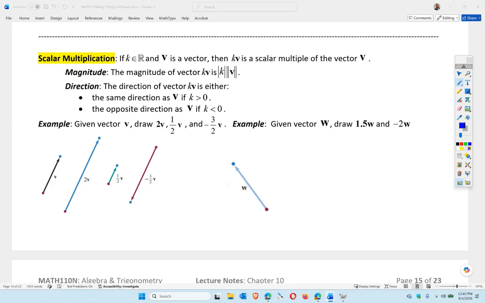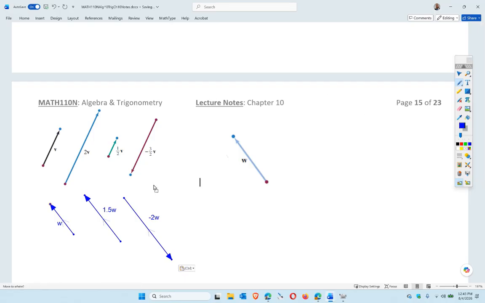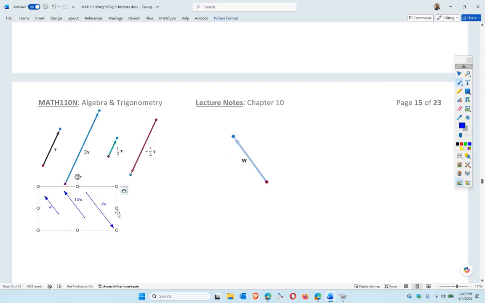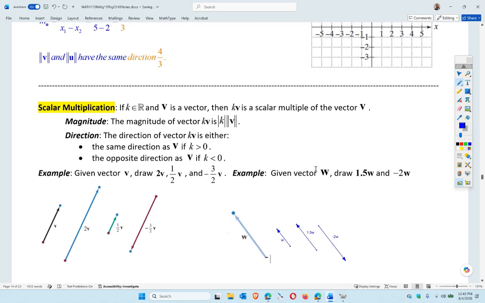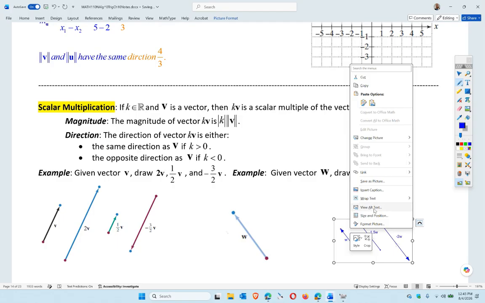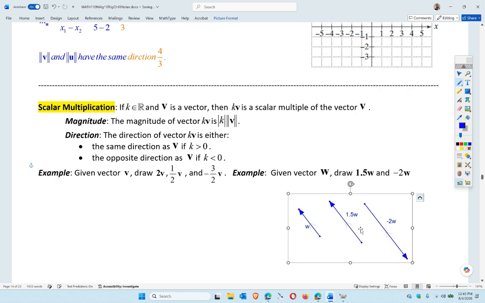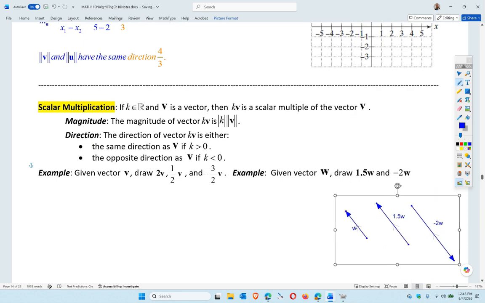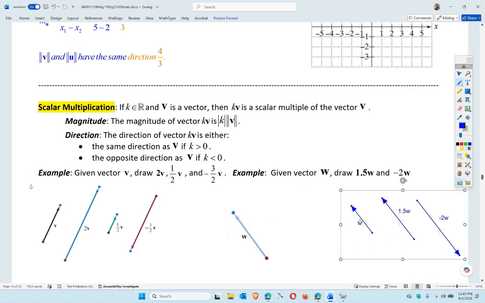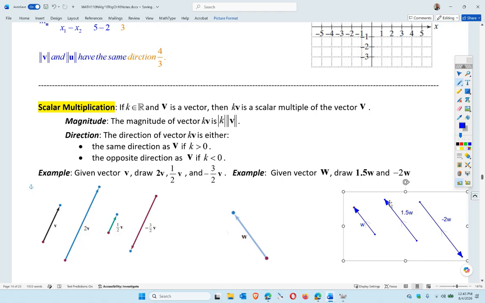Okay, so you can draw that, copy, paste. There we go. We can scale that up. Let's do wrap and square. Okay, so notice when I drew these, the arrows are the same on these ones, but the opposite in this one.